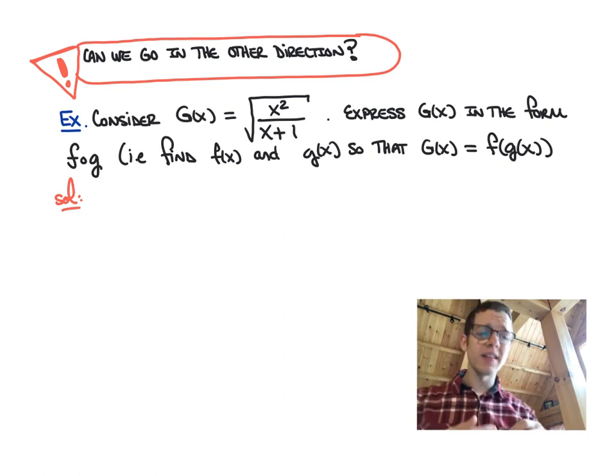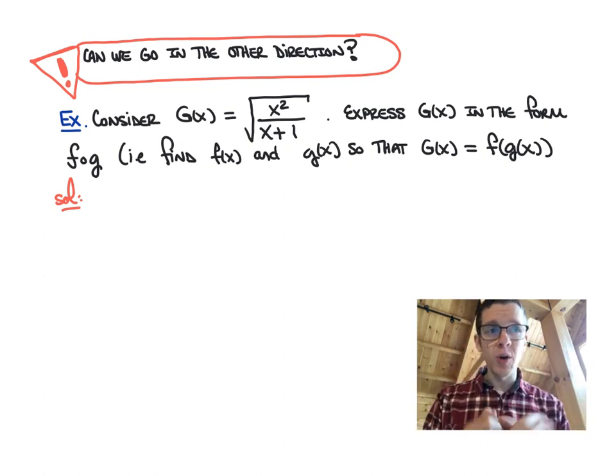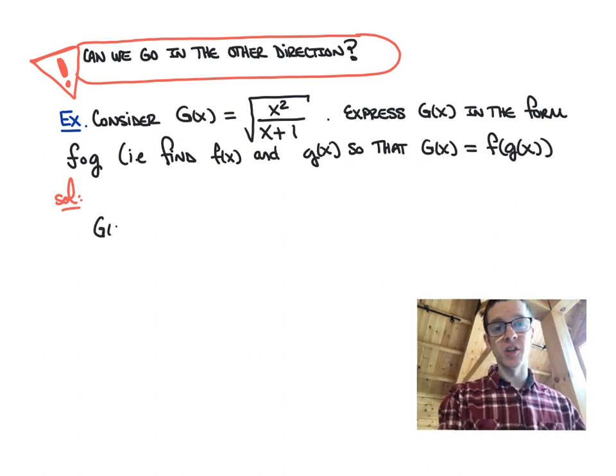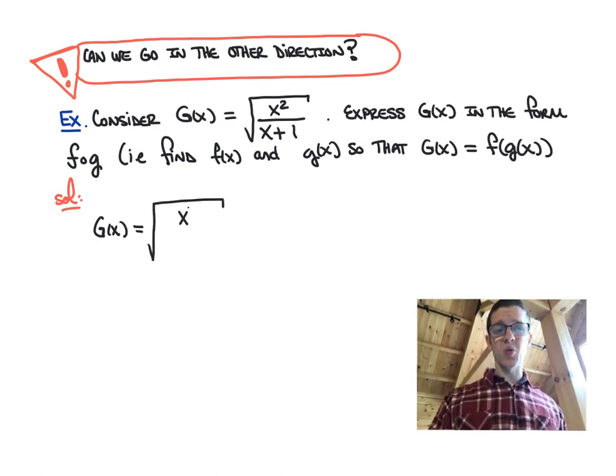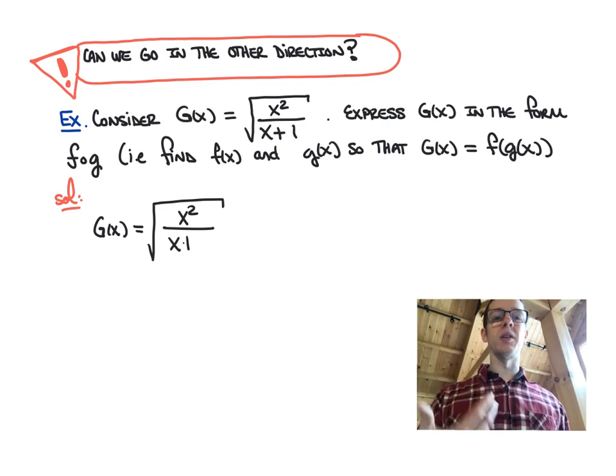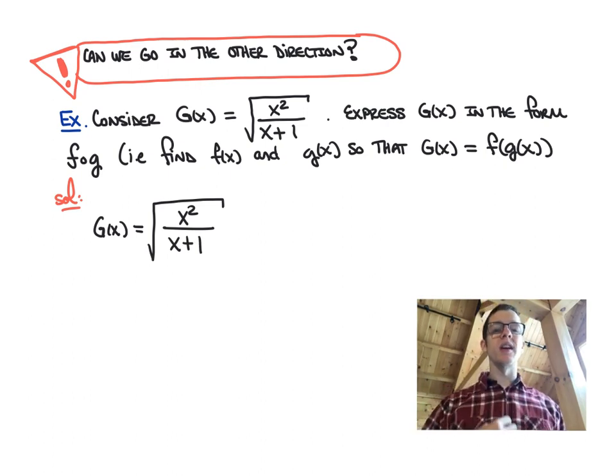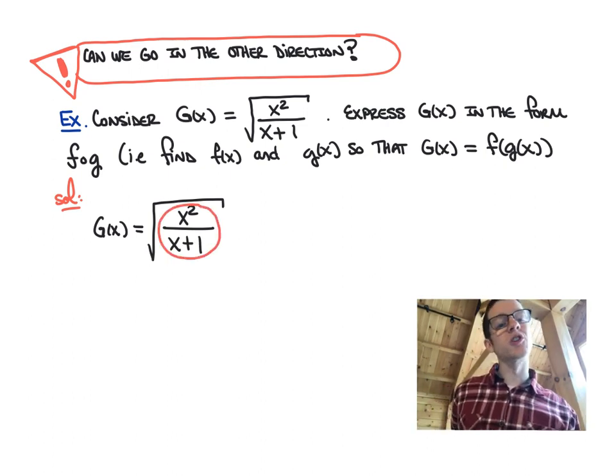Another question that you might come across is involving compositions but going in the other direction. And what I mean by that is I'm going to give you a complicated function and we're going to try to express it as a composition. So in this example, I've got this big g of x. It's the square root of x squared over x plus 1. And I want to express it as a composition of 2 smaller functions.